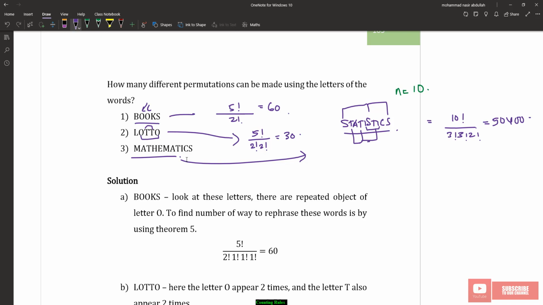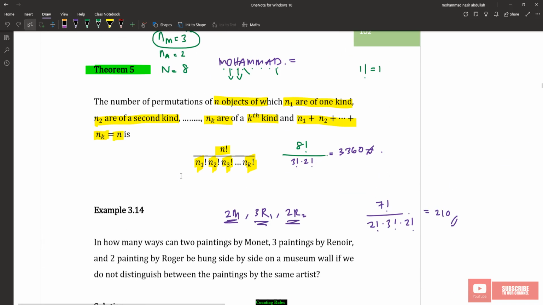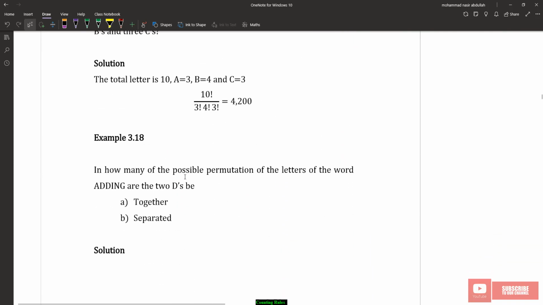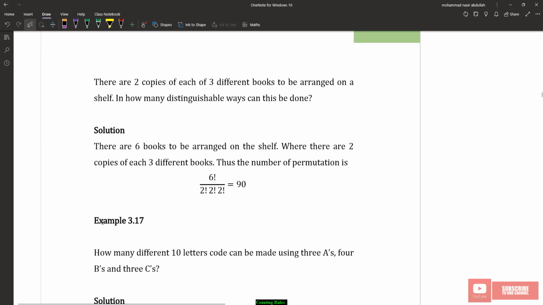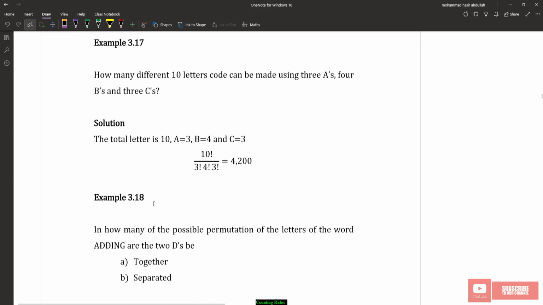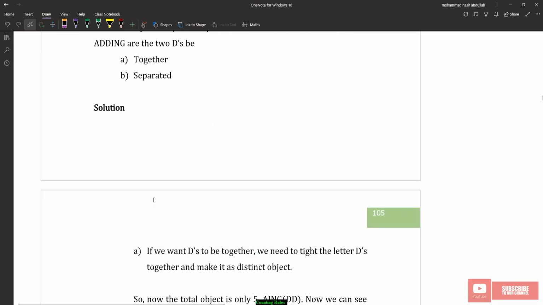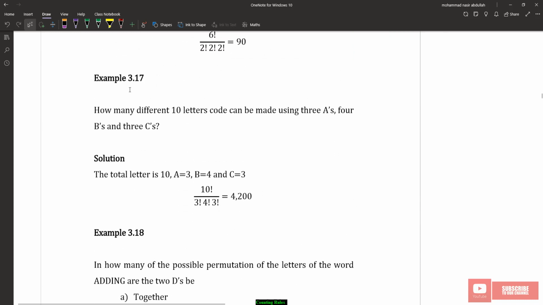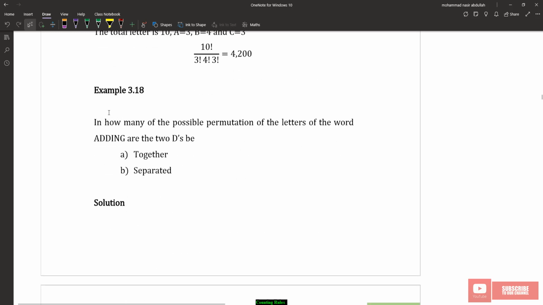50,400. Good. So I hope you understand theorem number 5. Now let's look at examples 3.17 and 3.18. I think I'm going to show you 3.18. For 3.17, I think it should be very easy. Now 3.18.